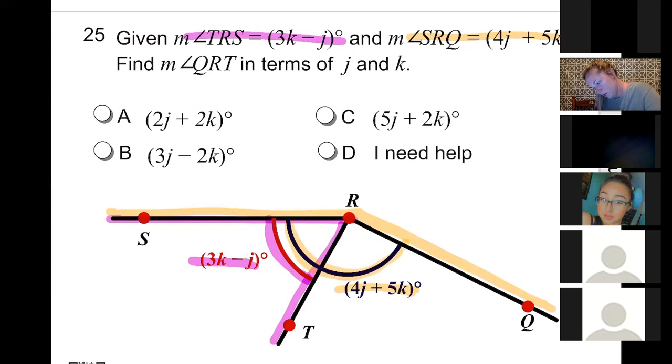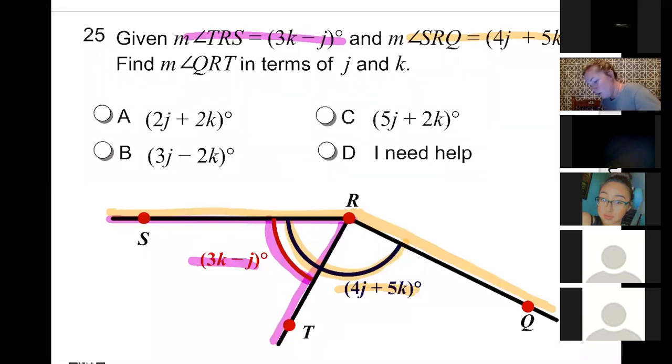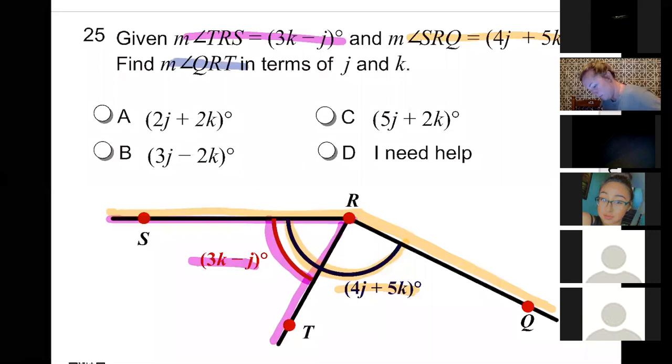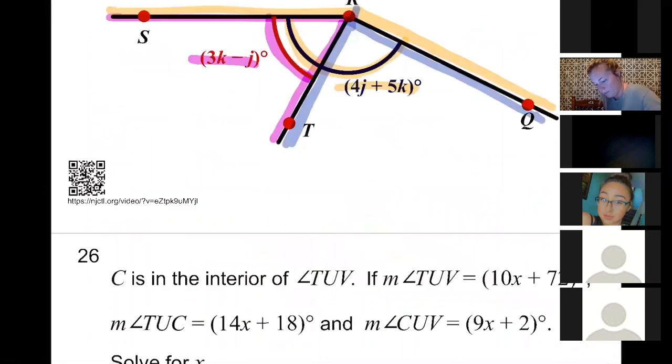And then it wants QRT. You guys are not going to be able to do this one, I don't think. Well, I won't count this one for points. I'll go in and adjust it. But it wants you to find the entire angle, which is what we will call QRT. So essentially, you're just going to have to make an equation. Attempt it the best you can.